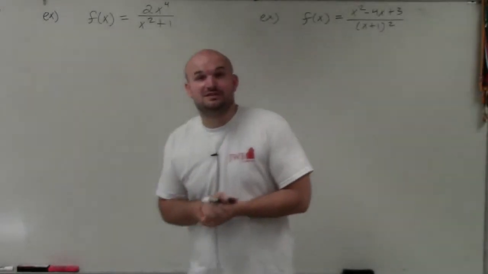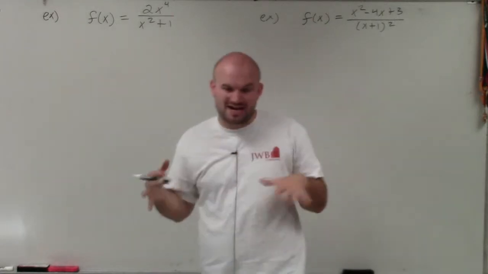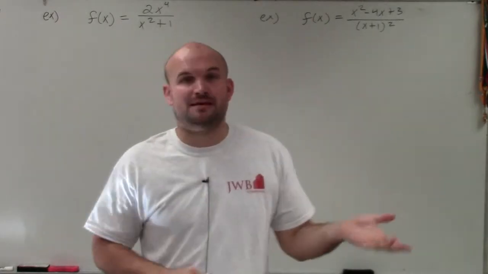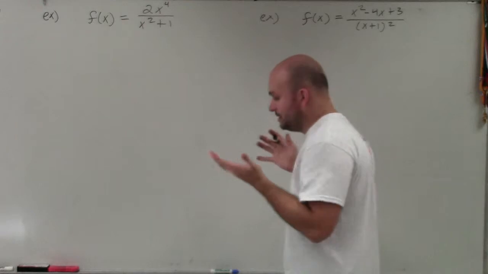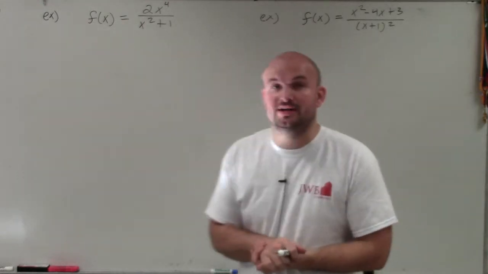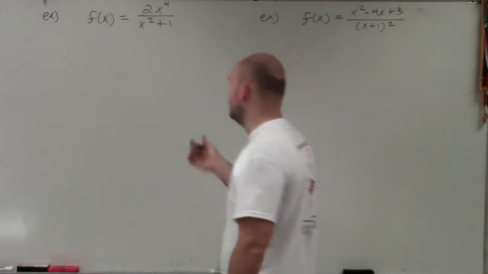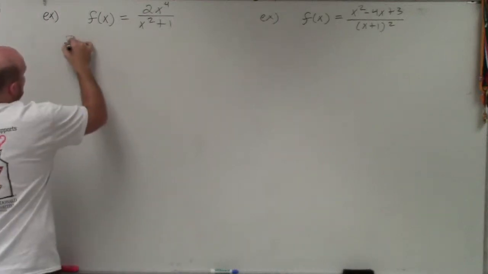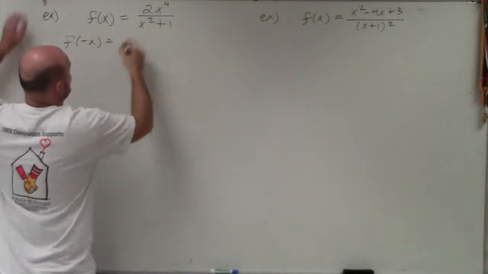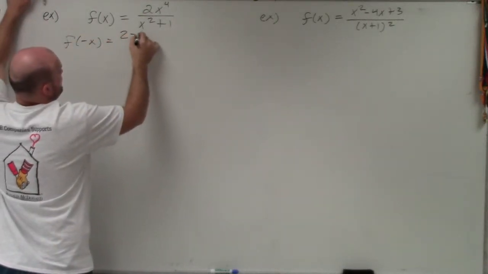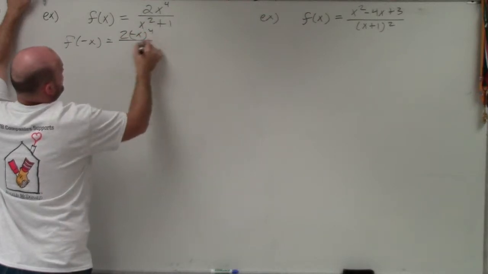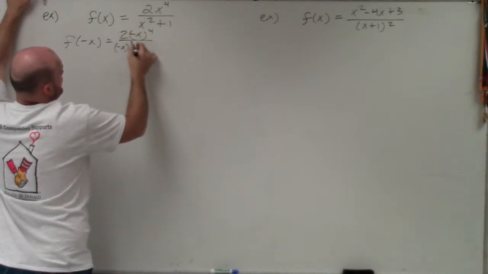Welcome, ladies and gentlemen. What I'd like to do is show you how to graph rational functions using our 7-step process. Basically, we want to first determine our symmetry. I'll go through this as quickly as I can. I'll plug in f of negative x. When I plug in negative x, if I obtain the exact same function back out, then I know that I have symmetry about the y-axis.